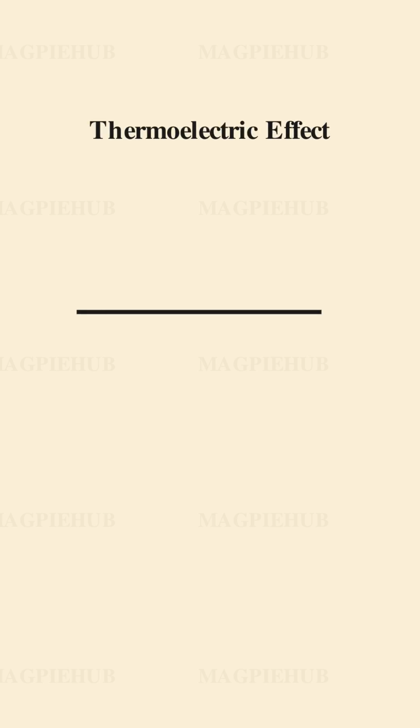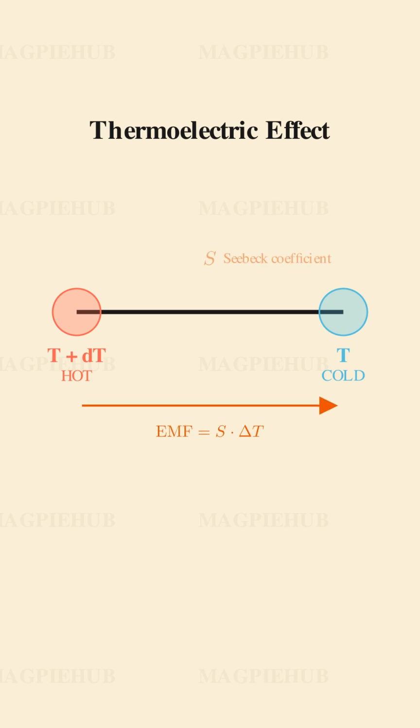JEE Advanced 2025, Paper 2, Physics, Question 1. A temperature difference across a material can generate an electromotive force. This is called the thermoelectric effect or Seebeck effect. Here, S is the Seebeck coefficient, sigma is the electrical conductivity, and kappa is the thermal conductivity of the wire material. The question states, a temperature difference can generate EMF in some materials.